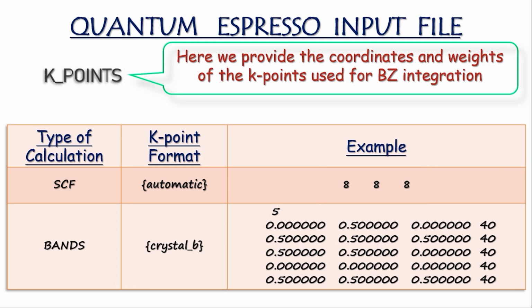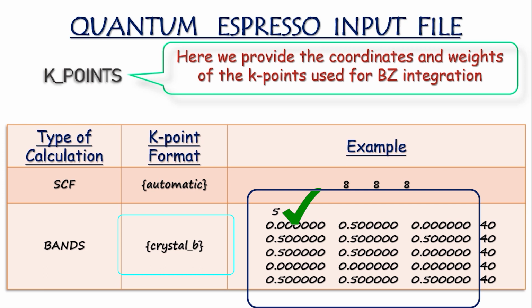Now, if you are calculating the band structure, then your k point format will be crystal_b. One example is given here. We are adding 5 at first. That means we are taking 5 different points here. It could be gamma, k, x, s, different points are there, you know. And these are actually the coordinates of these 5 different k points in reciprocal space.